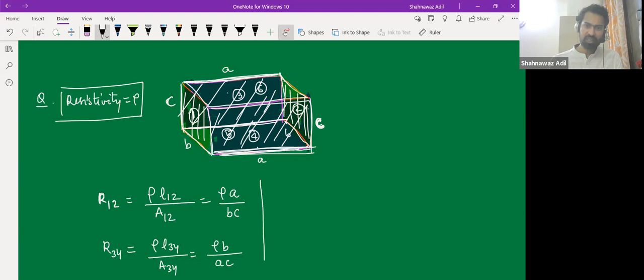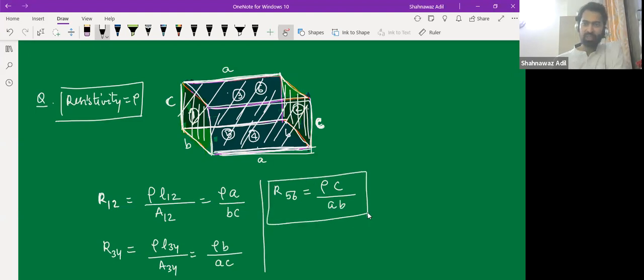So if I'm calculating R5,6, then this would be 5 and 6, right? Top and bottom. So C by AB. Good. So this was the resistances of these surfaces. Please, do you have any doubt?